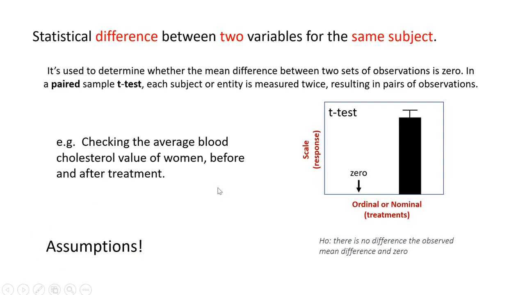When might you use this? For example, when researchers wanted to check the average blood cholesterol value of women, looking at this before and after a treatment. There are pairs of observations because it's the same woman who's been tested before and after the treatment. Sometimes this can be differences in years, so they might have looked at a patient in 2010 and then again in 2020. But because it's the same subject, we would use a paired t-test.